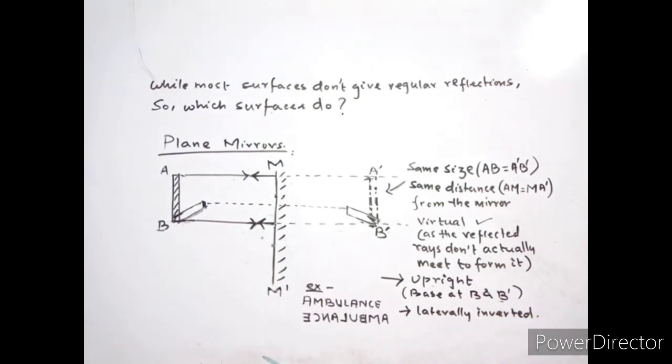For example, lateral inversion can be observed in the case of an ambulance, where they have written what I have shown at the bottom. They will write it like that, and you will observe it in your rear view mirror as the proper word, that is ambulance, that I have written at the top.